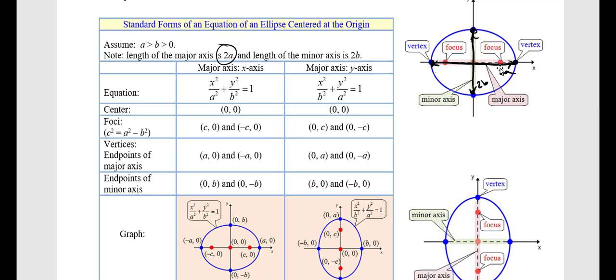Now you might say, well, where are those foci located? Those foci are located at points (c, 0) and (negative c, 0). So the distance from the foci to the center is c units. The distance between the foci together is 2c. And the connection between all these lengths, the distance from the center out to the vertices or in the other direction, those are our a and b values, and the distance from the center to the foci, the c value, they're related by this equation, which is kind of tucked away over here, but it's actually very important.